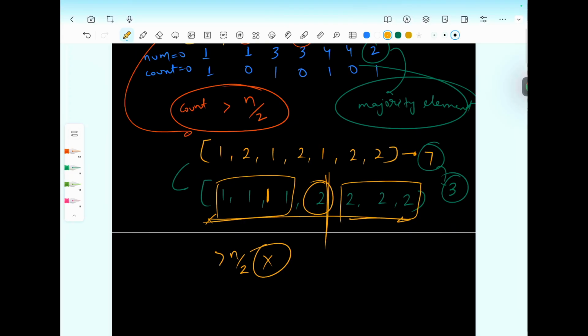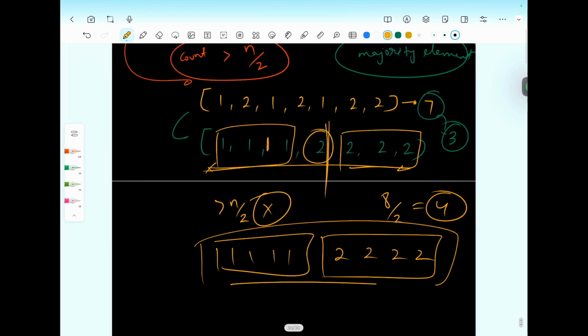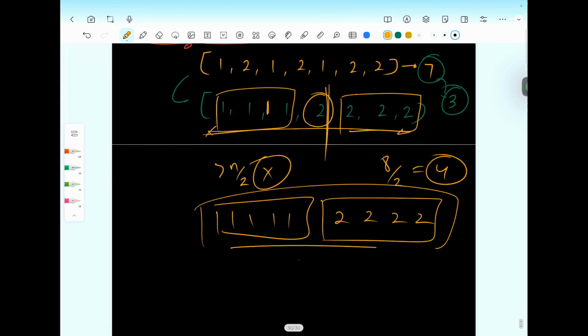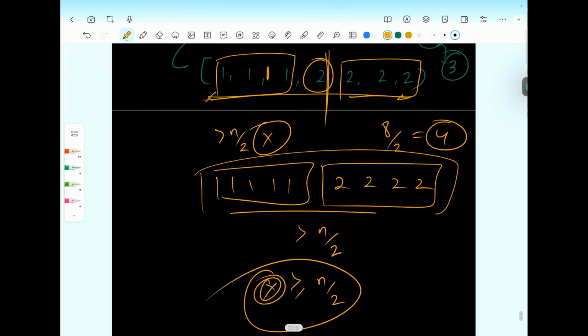If you put in an extra one, your array size will become 8 and then n by 2 will become 4. So your array will become like this. In this case you cannot find any majority element, because we are talking about greater than n by 2, not greater than or equal to n by 2. We are talking about strictly greater than n by 2. So you can have only one element with a frequency greater than n by 2.